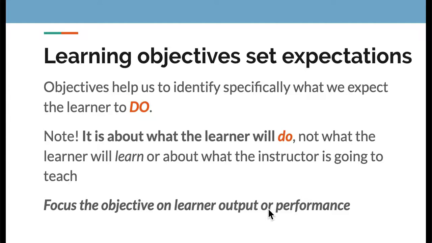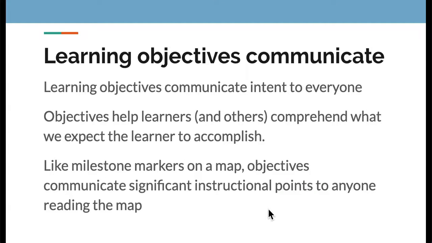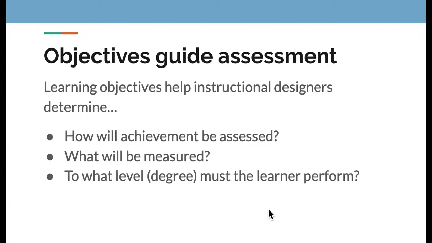Focus your objective on the learner output or performance. The learning objectives communicate to others and to yourself the major steps of the instructional process that you are going to write into your blueprint and then translate that into your mini lesson. The objectives guide assessment. You don't see the assessment in your light version of the planning document, but if you look at the big blueprint document, you will see assessment in the far right-hand corner of that matrix.